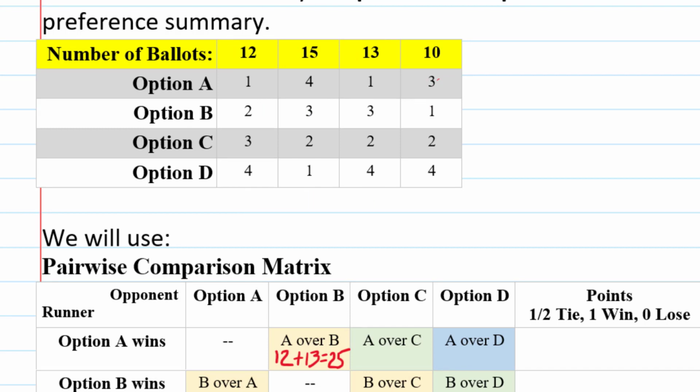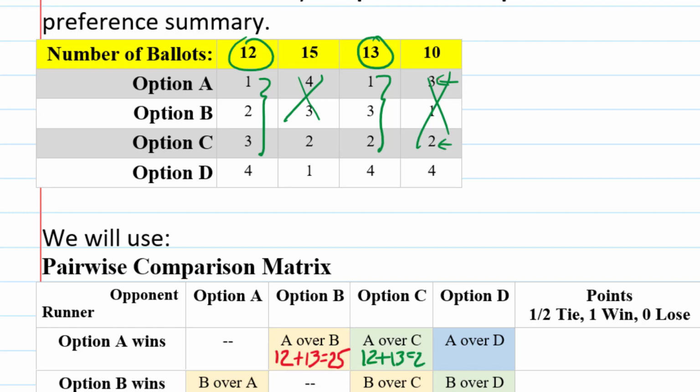Now I'm going to do the same thing with A over C. Looking in the first column, A is in first place, so it beats everybody. So it beats C, so that's going to be 12. Then for the second column, A is actually in last place. It's not going to beat anybody. In the third column, A is ahead of everybody. It's in first place, so it definitely beats C. So that's 13 points for A. And in the fourth column, A does not win. So for A over C, we have 12 plus 13 equals 25.